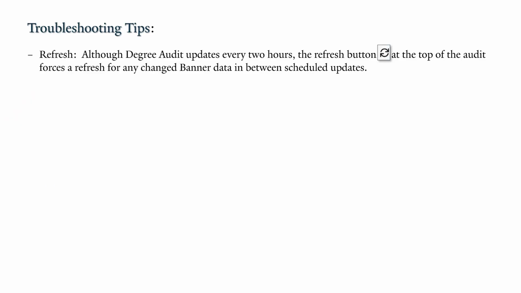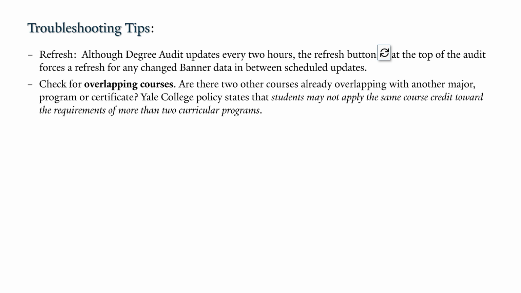Sometimes an exception doesn't pull into the audit. Here are a few tips to help identify the cause. Refresh. Although Degree Audit updates every 2 hours, the Refresh button at the top of the audit forces a refresh for any changed Banner data in between scheduled updates.